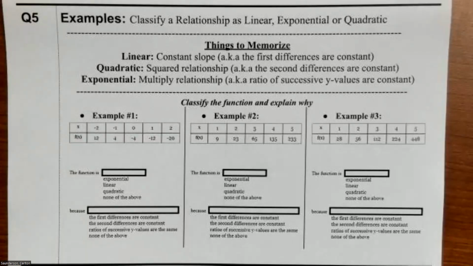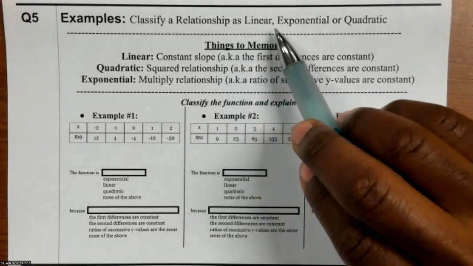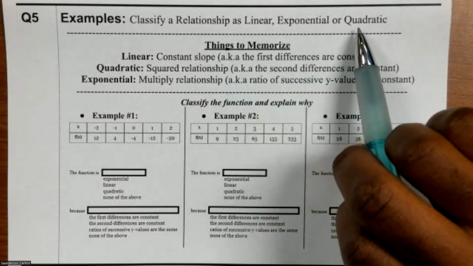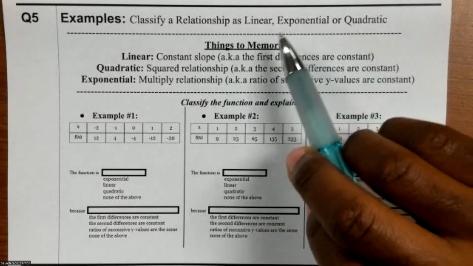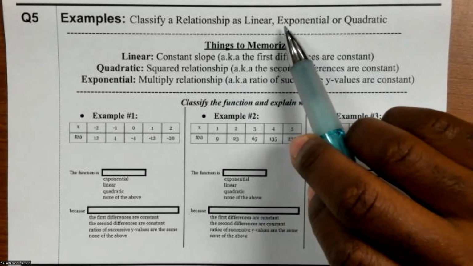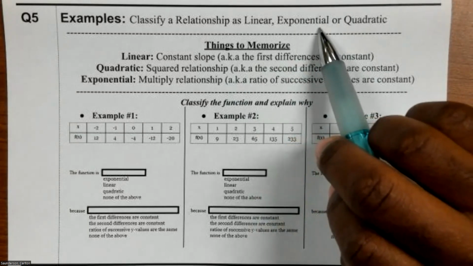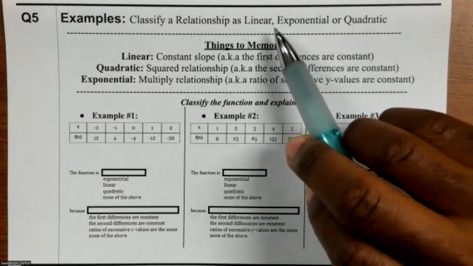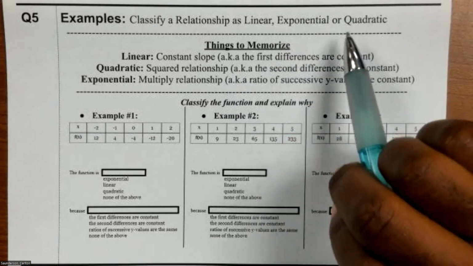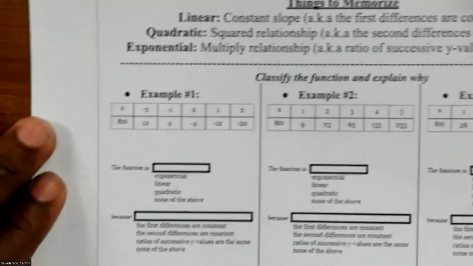Question number 5. Classify a relationship as linear, exponential, or quadratic. When you're doing this, the first thing we're going to do is try to classify if it's exponential first, and then we're going to classify if it's linear or then quadratic. So let's try to do the first question.